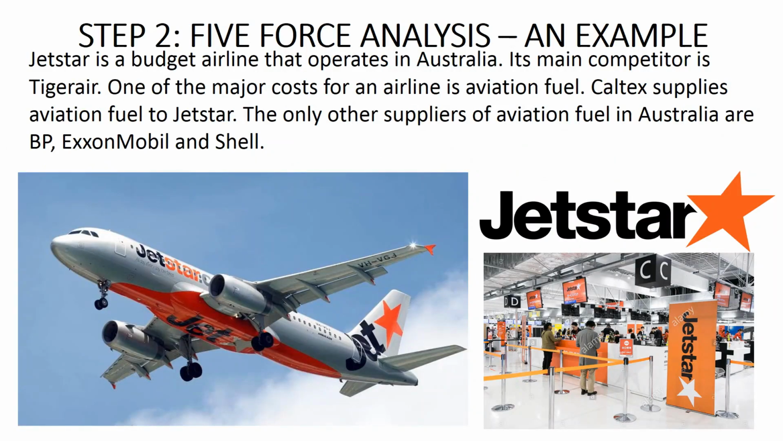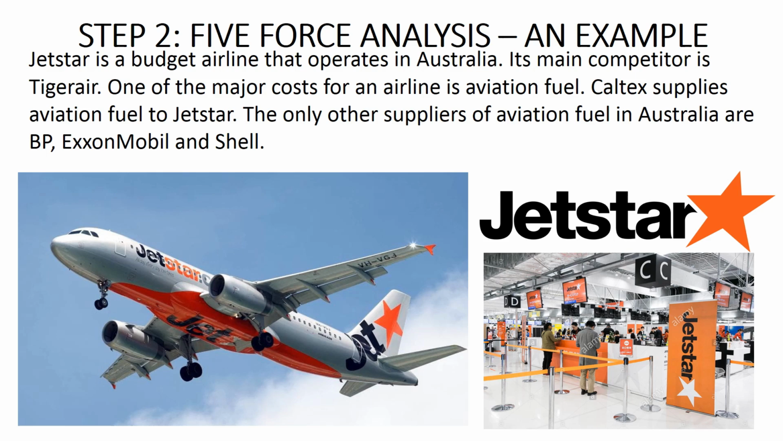We can use a real-life example to demonstrate the application of five-force analysis. The example that I have chosen for this purpose is that of Jetstar, which is a low-budget airline that operates in Australia and is owned by Qantas. Jetstar's main competitor is another Australian budget airline whose name is Tiger Air. Tiger Air is actually owned by Virgin Blue.